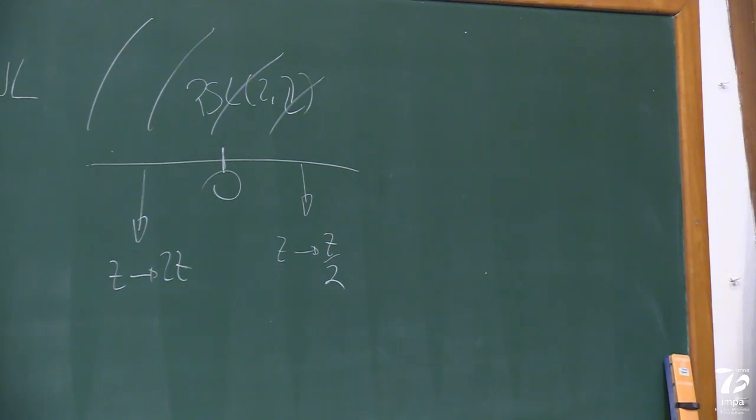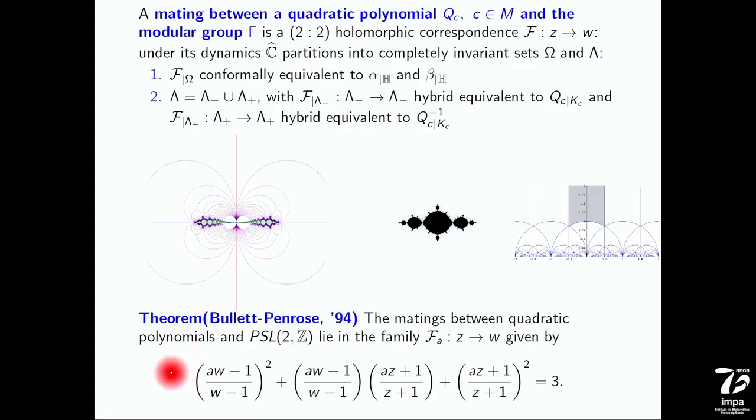And they made computations and they figured out that if these things existed, they live in this family of holomorphic correspondences. And they managed to prove that in the case of zeta square, for a couple of parameters, you did have a mating, but they didn't really manage to prove that you have a lot of matings. But they made a lot of pictures.